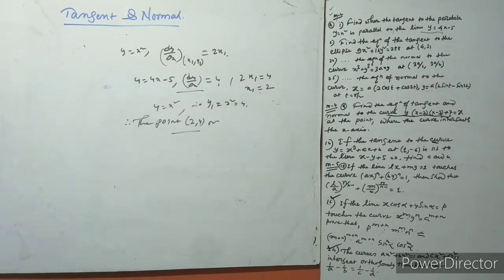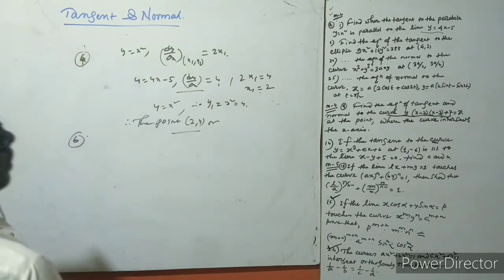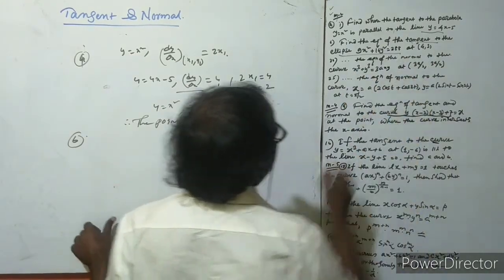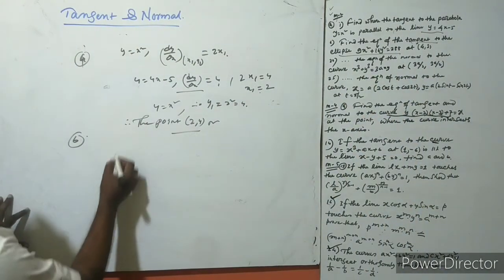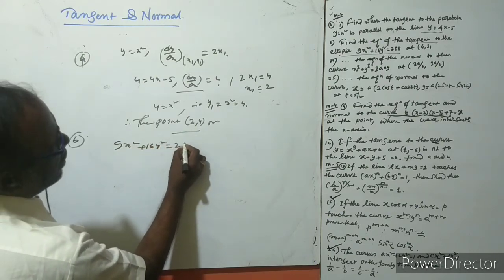And number 6: find the equation of the tangent to the ellipse at (4, 3). So the curve is 9x squared plus 16y squared equals 288.